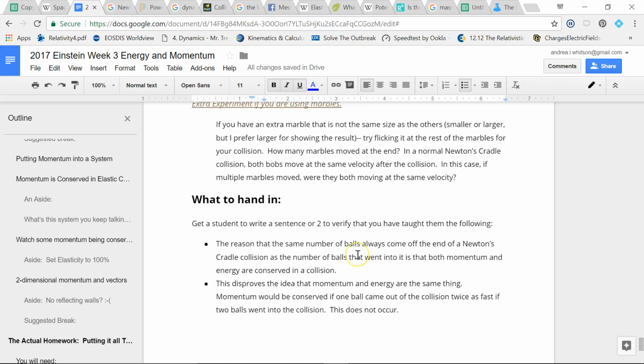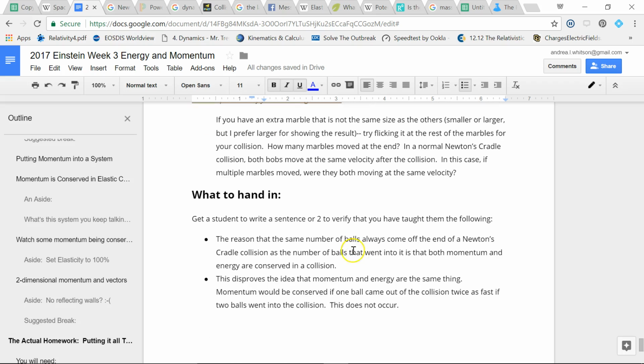Okay, what you need to hand in is a sentence or two. Get a student to write it. So you don't even have to write this. Get a student to write a sentence or two verifying that you have taught them the following. That the reason the same number of balls always comes off the end of a Newton's cradle collision as the number of balls that went into it is that both momentum and energy are conserved in a collision.